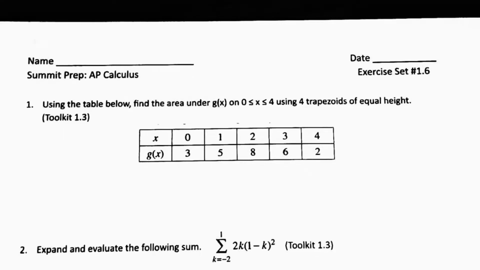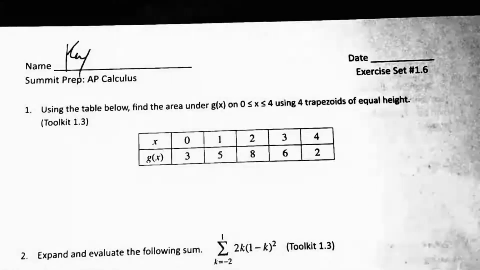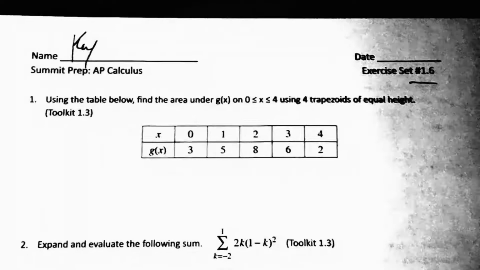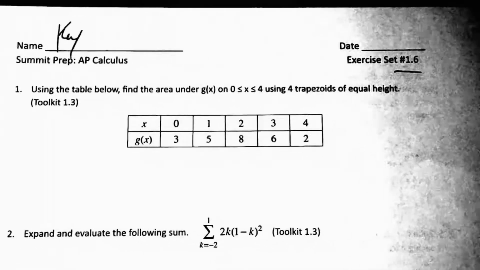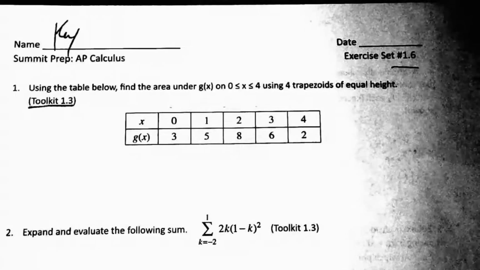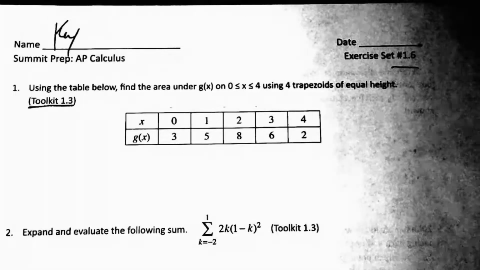Okay, this is the key to exercise set 1.6. First one, using the table below, this is kind of cumulative. We got some older problems here that you need to know for your test. So make sure you've got your toolkits open. They're also available online. The keys are available online, so you can refer to those. But I would recommend have them open while you're solving these.